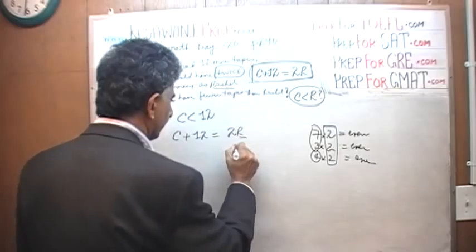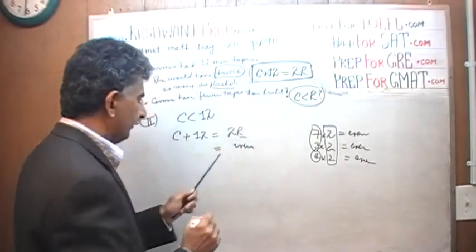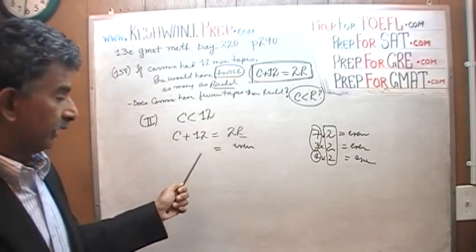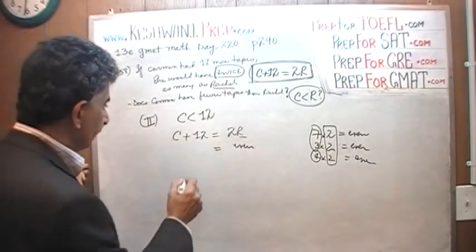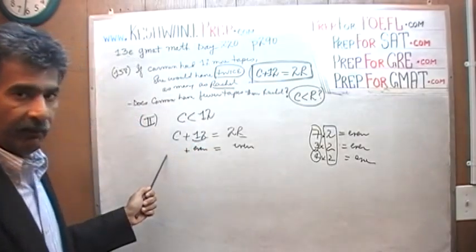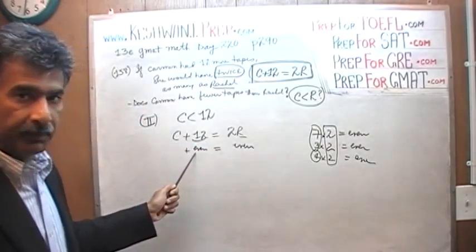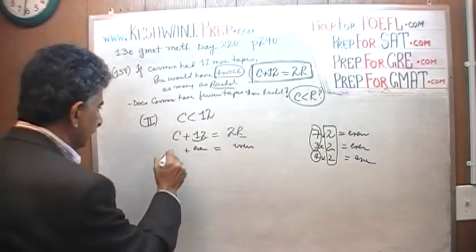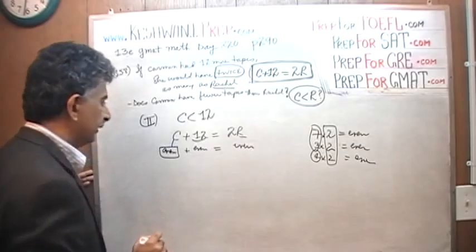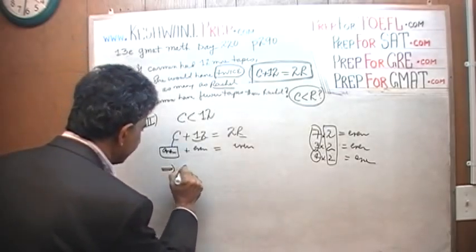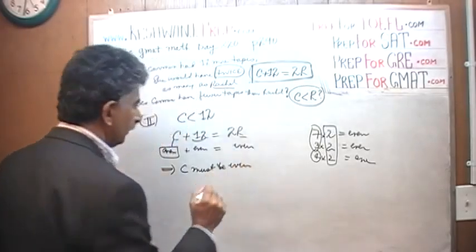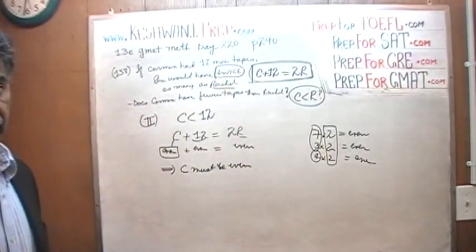So this is an even number. If this is an even number, on this side it had better be an even number also, because you cannot have an odd number equal to an even number. This we know for a fact is an even number. We cannot have odd plus even. Odd plus even would be odd, which tells us that C, whatever it is, has to be even. C must be even.